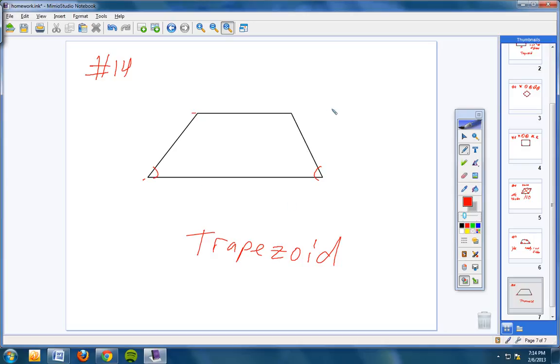And so the answer is no. You cannot state this is a trapezoid or an isosceles trapezoid. There's just not enough information. You just don't know for sure.